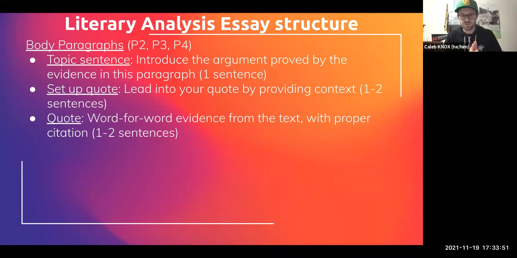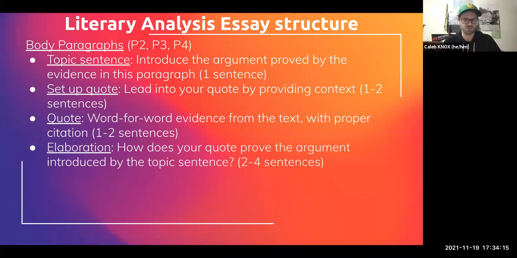It's word for word, so you're not just going to summarize. You're not just going to say, oh yeah, during the balcony scene, Juliet reflects on Romeo's identity, citation, okay? That's not word for word evidence from the text, okay? That's you saying what the evidence is, but you're not actually giving me the evidence, okay? So you need to actually give me the evidence.